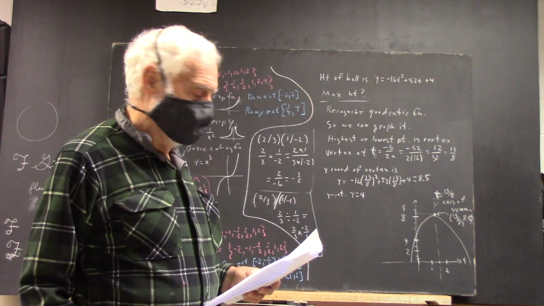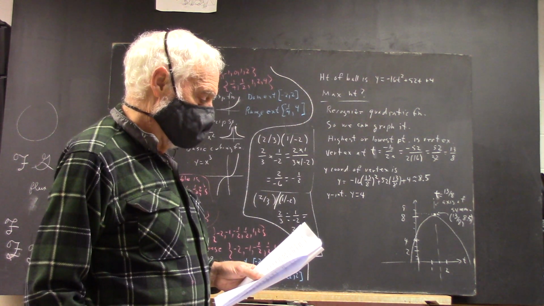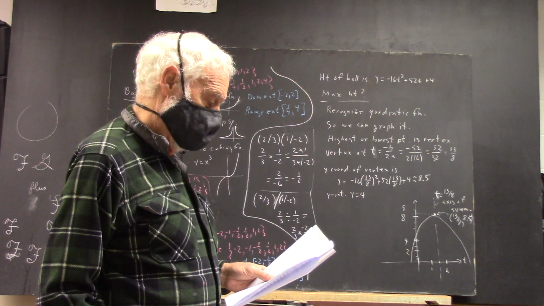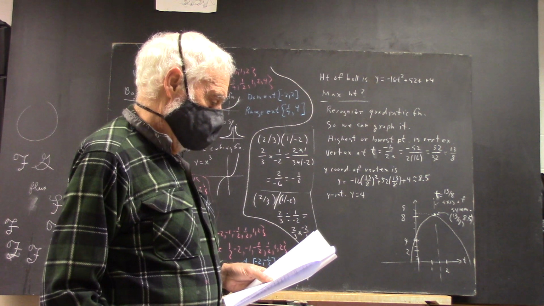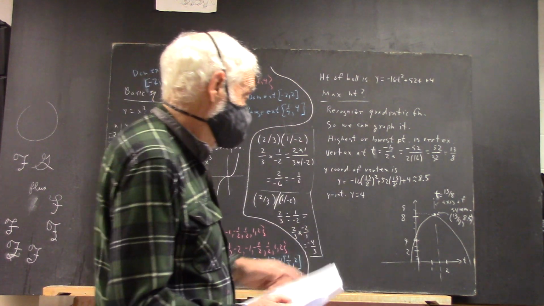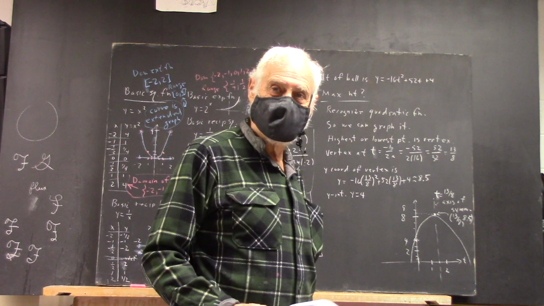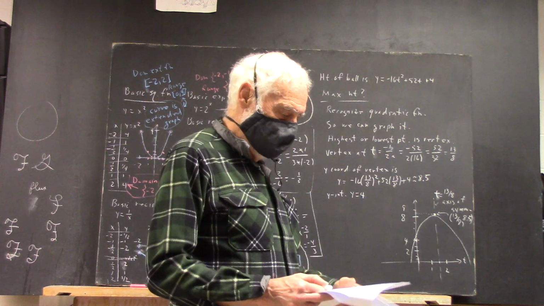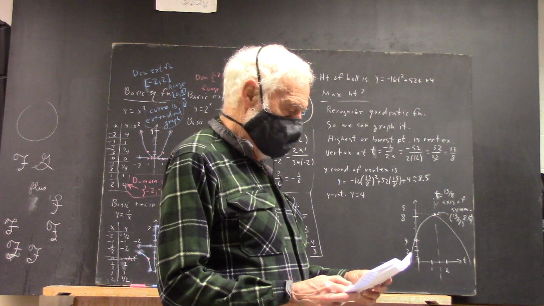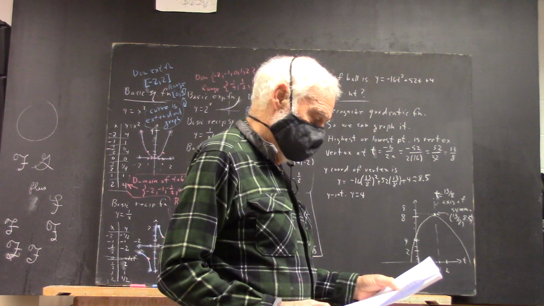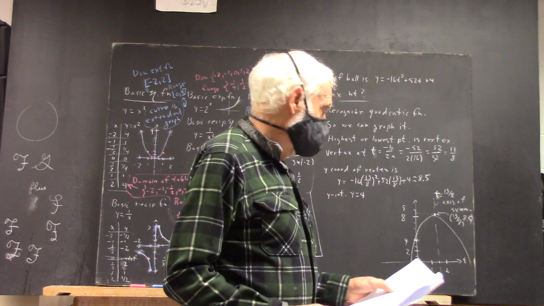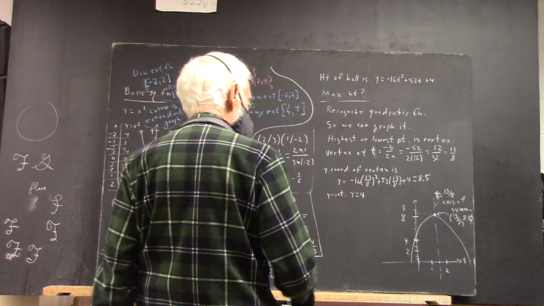And then there's this ridiculous question of when is the height 28 feet? And it isn't. It never is 28 feet, so I'm going to have to edit that. Find the height when t equals 2.1 seconds.